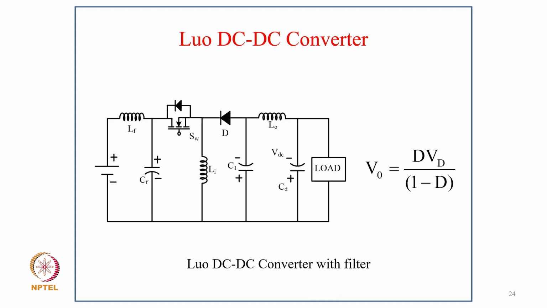And now there is another converter called the Luo DC-DC converter. In the Luo DC-DC converter, of course we have an input filter, L and F, then the switch, inductor, diodes and the capacitor, followed by the output filter. Of course here also the polarity changes, and VO equals D Vd upon 1 minus D. So this is also a buck-boost converter. It was invented by Luo, that's why the name, but we have an additional inductor and capacitor in comparison to the other three buck-boost converters.